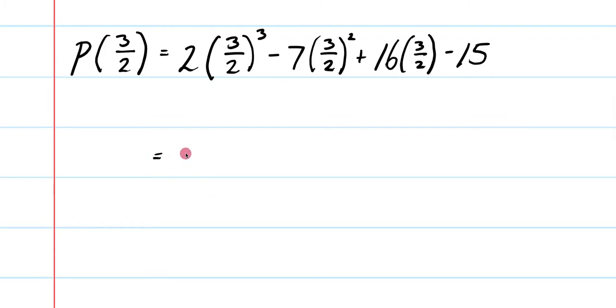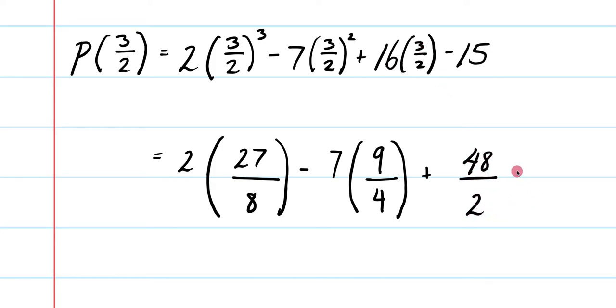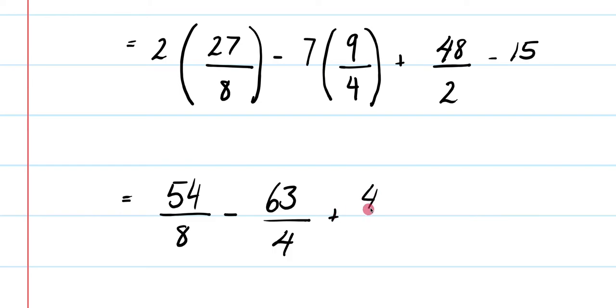So this is going to be 2, and then I'm going to do that. 3 cubed is 27, 2 cubed is 8, minus 7, 3 squared is 9, 2 squared is 4, plus 16 times 3 is 48, over 2 minus 15. I come down. I'm going to go 2 times 27 is 54 over 8 minus 7 times 9 is 63 over 4 plus 48 over 2 minus 15.